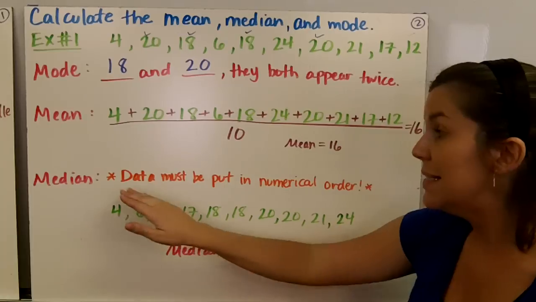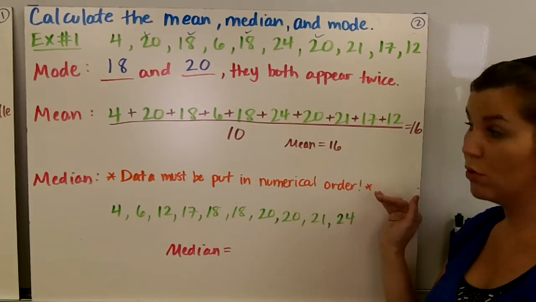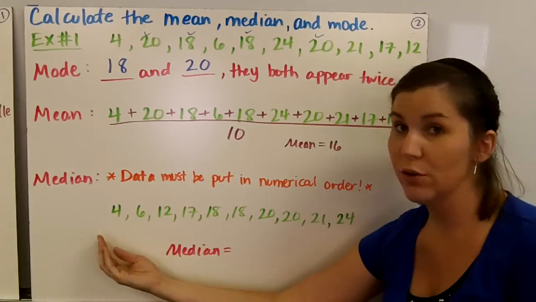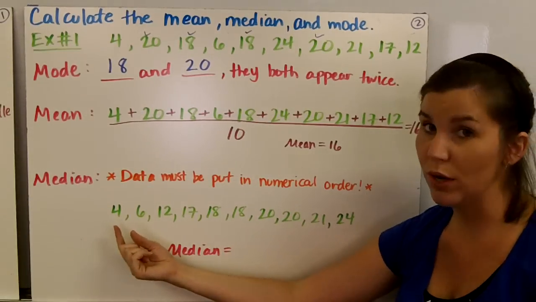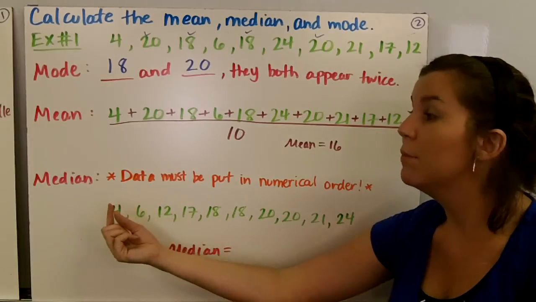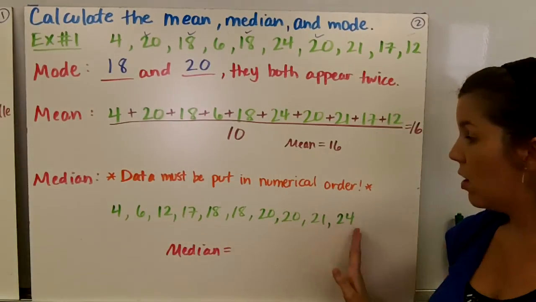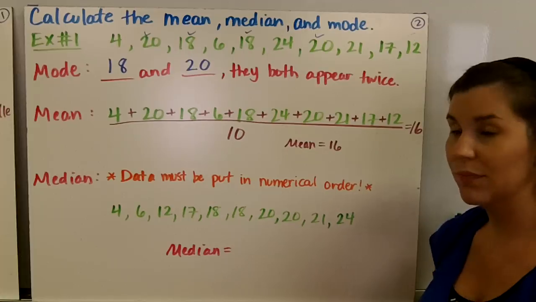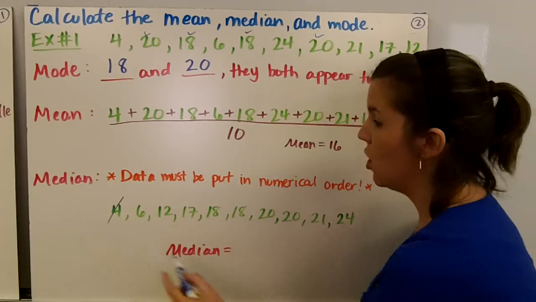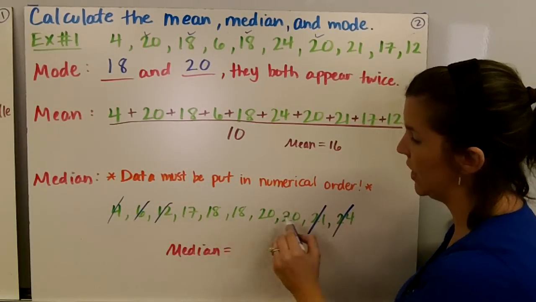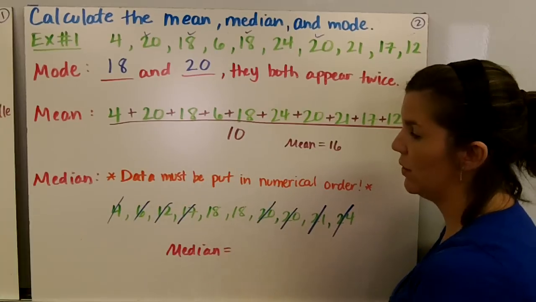The median. Data must be put in numerical order. So all of these numbers have to be arranged either from least to greatest or greatest to least, either one, in numerical order, before you can determine what the median is. So here they are in order from least to greatest, and the easiest way is to just cross off a high and a low every time until we find the one that's in the middle.